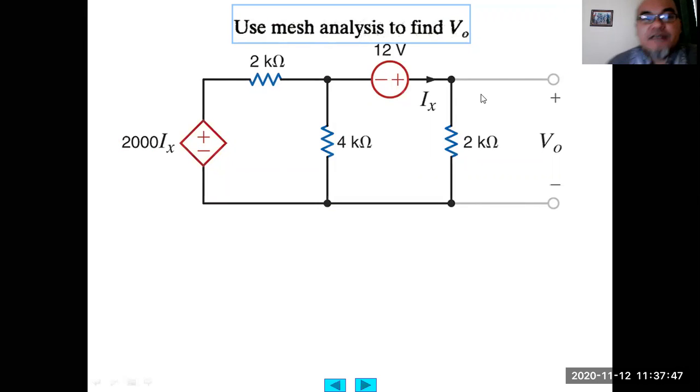Another example with a dependent voltage source, a current-controlled voltage source. Use mesh analysis to find VO. When you are doing a problem, please read the instructions carefully. The instruction here is to use mesh analysis. So it means you cannot use any loop currents. Your mesh currents have to be here and here. You cannot use the loop current that goes around the outer circle.